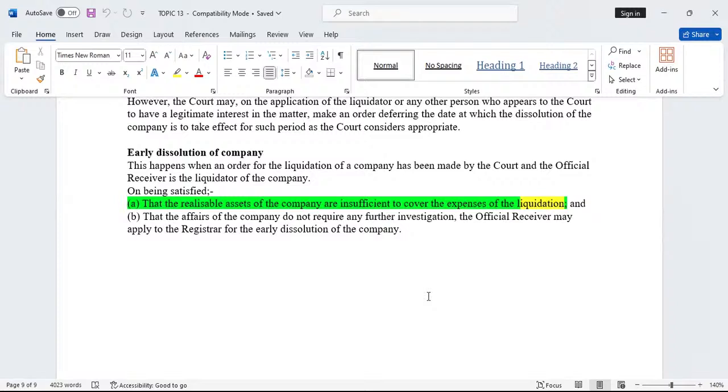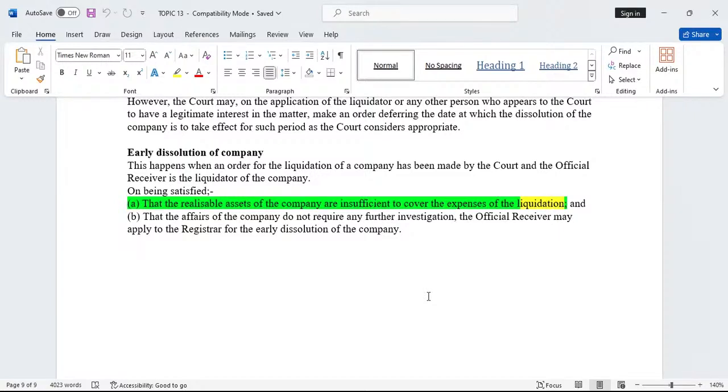And then that the affairs of the company do not require any further investigation. So the official receiver may apply to the registrar for an early dissolution of the company. You don't have to go into a lot of affairs or distributing assets. So it is very simple. So they have already been able to settle all their liabilities.